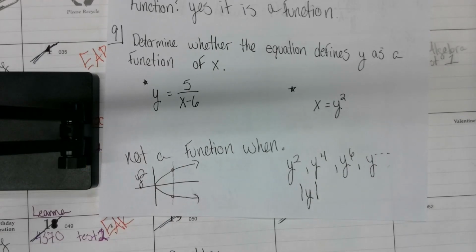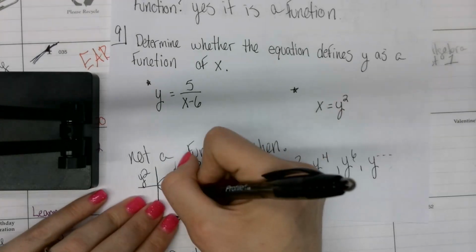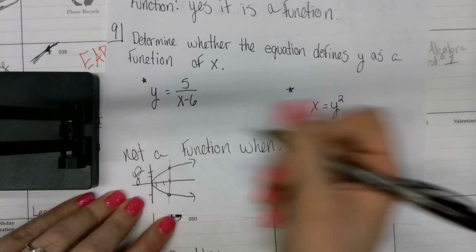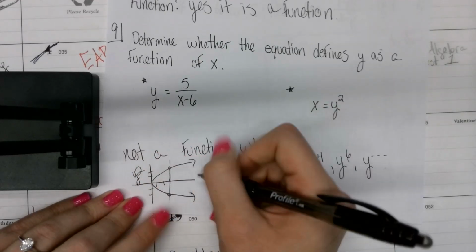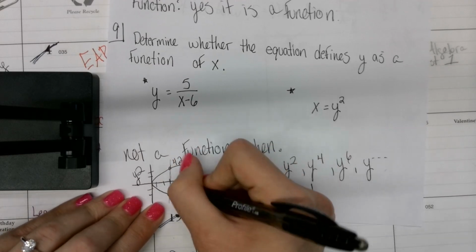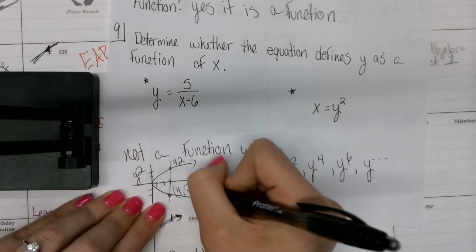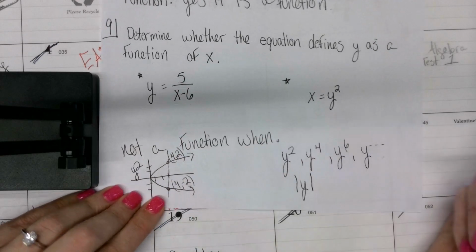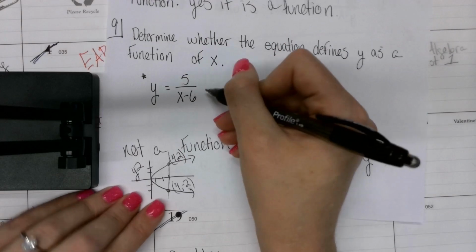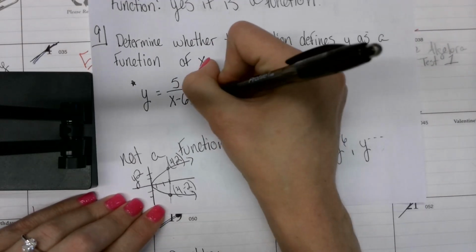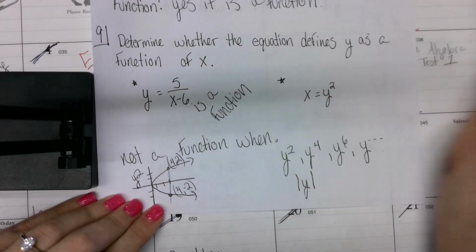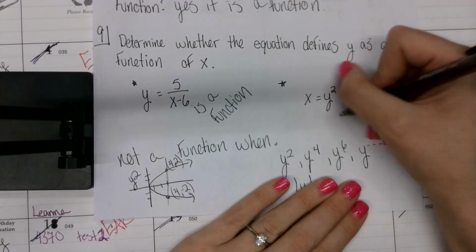And the reasoning, or why, is because if I wrote down these points, which I'm going to make up, we'll say this one is for +2, and this would be for -2, and they share that same x value, and that goes against the definition of a function. It shares the domain value. So this one is a function, where x equals y squared is not a function.